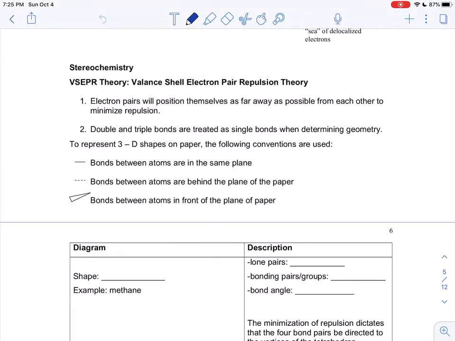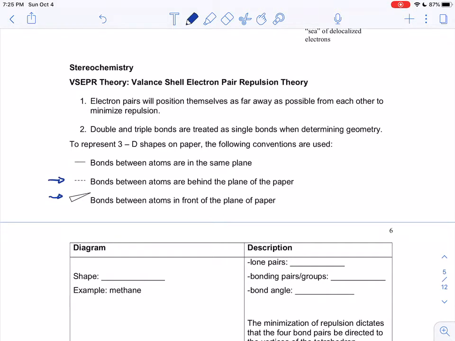So we also draw these positions or these shapes in 3D. And there are symbols that we use to draw this. For example, a regular straight line just means that the bond is along the plane of the paper. So if you were to put the molecule and line it up with the paper, you would basically just form a line like that. The dashed line means that that atom is being pushed back towards the back of the paper, and this little triangle or wedge means that that bond is popping out of the paper towards you.